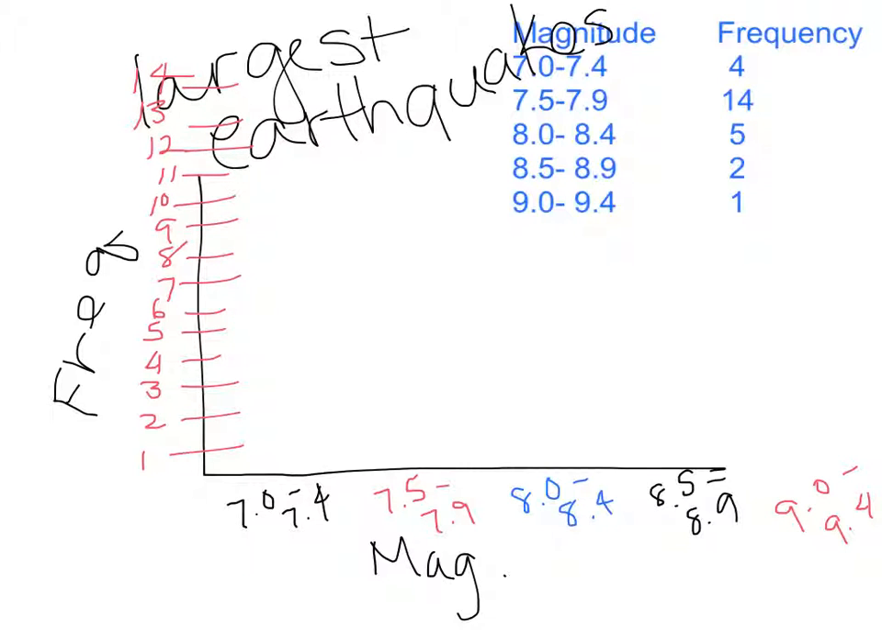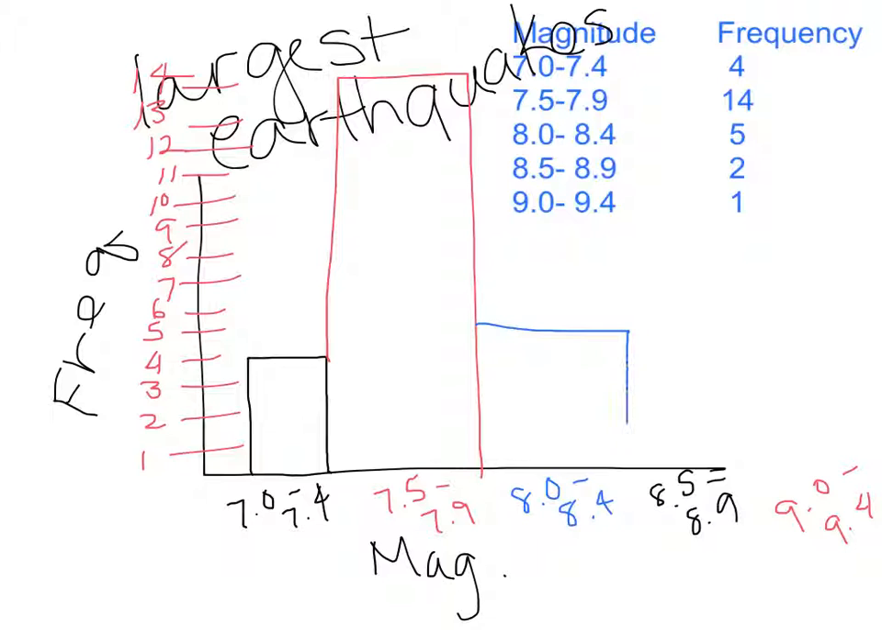My graph's kind of bleeding into my title, but that's okay. So then for 7.0, it goes up to 4. For 7.5 to 7.9, it goes all the way up to 14. For 8.0 to 8.4, it goes up to 5. For 8.5 to 8.9, it is at 2. And for 9.0 to 9.4, it is at 1.